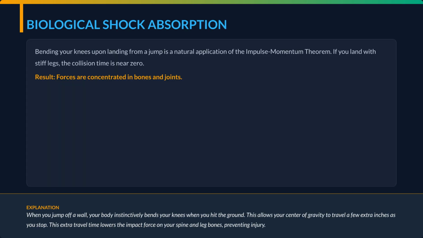Bending your knees when landing from a jump is an application of biological shock absorption. This action increases the collision time, lowering the impact force on your bones and joints, preventing injury.